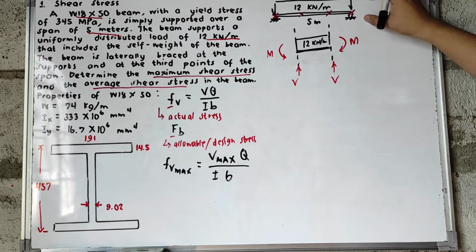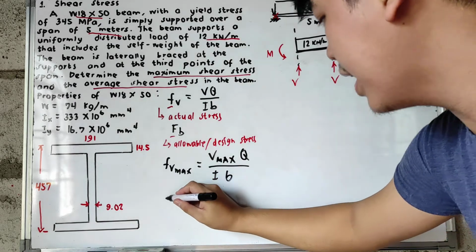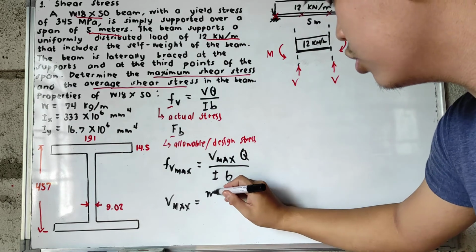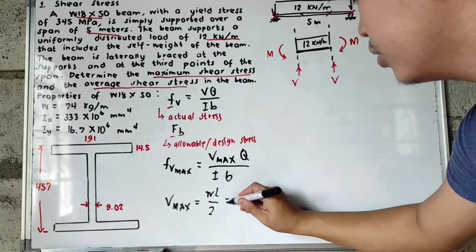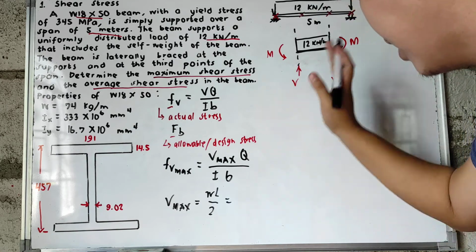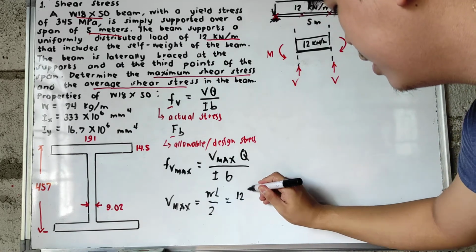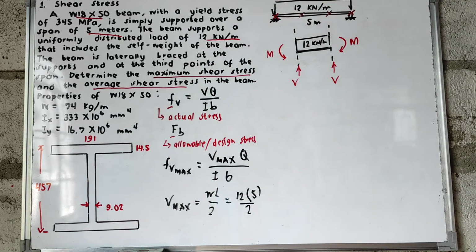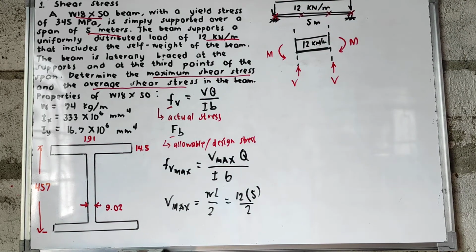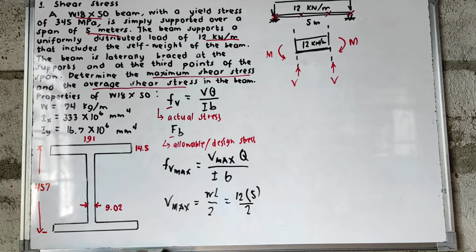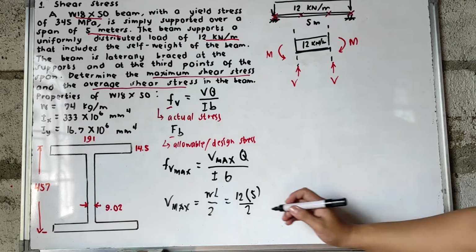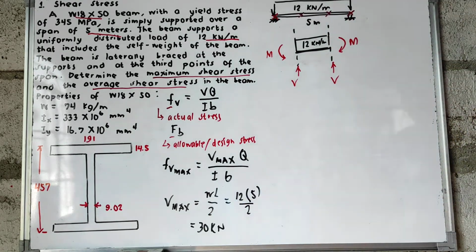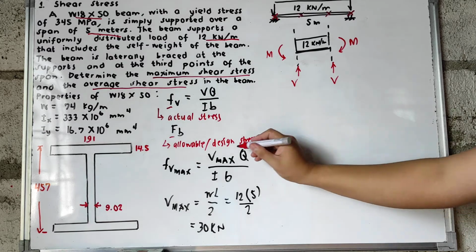Since we have a simply supported beam, the value of our Vmax is only equal to WL over 2. Wherein we have a W which is equal to 12, L which is equal to 5, multiplied by 2. So we will have a value of our maximum shear, which is equal to 30 kilonewton. So nakuha na natin yung value ng Vmax natin.